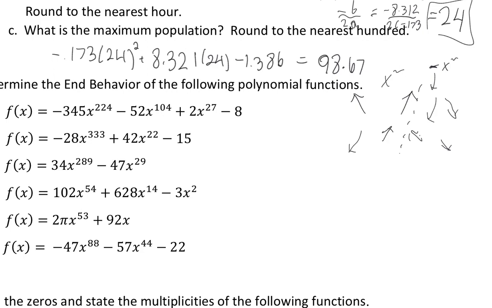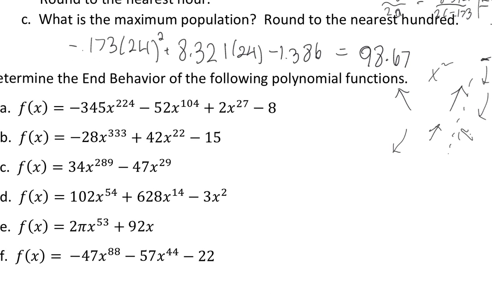So let's switch colors. Determine the end behavior for the following functions. The first one is f(x) = negative 345x to the 224th minus 52x to the 104th plus 27x to the 27th minus 8. For end behavior, we're going to look for the x of the biggest power. Our biggest power here is 224, and that 224 is an even number. So that means it's either going to go both up or both down.